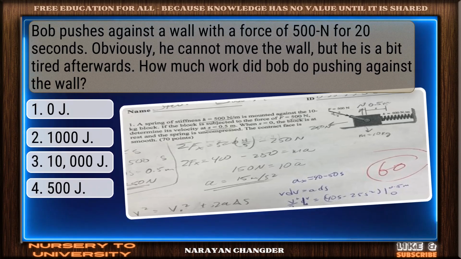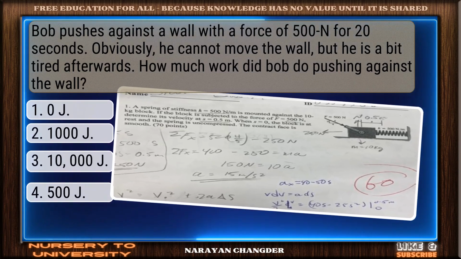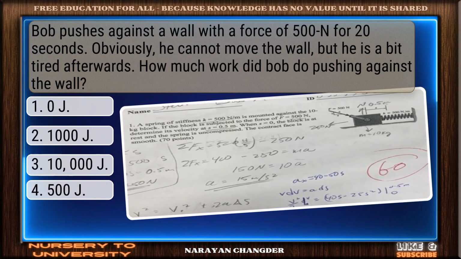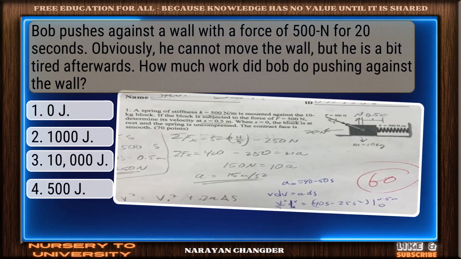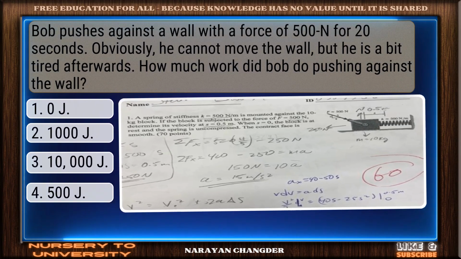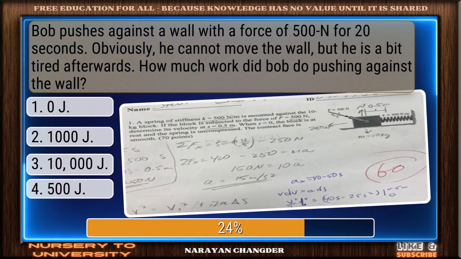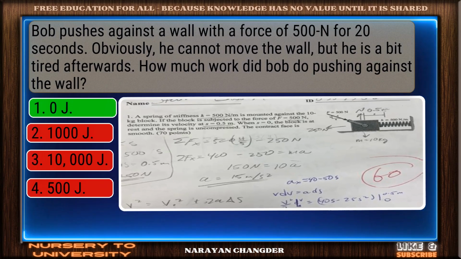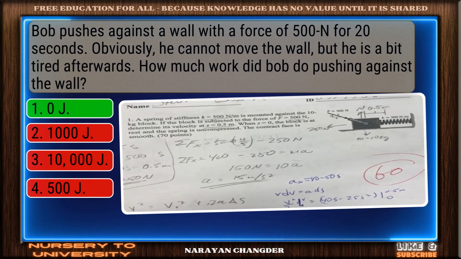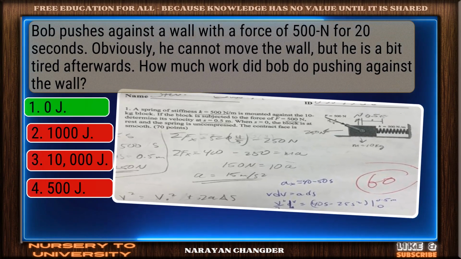Question number 1. Bob pushes against a wall with a force of 500 N for 20 seconds. Obviously, he cannot move the wall, but he is a bit tired afterwards. How much work did Bob do pushing against the wall? Right choice. So J is the best answer.